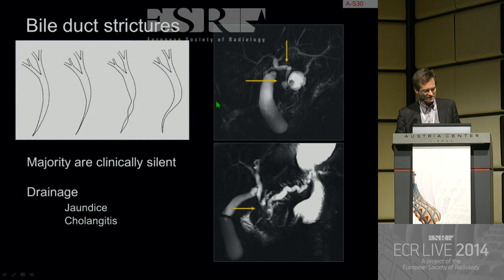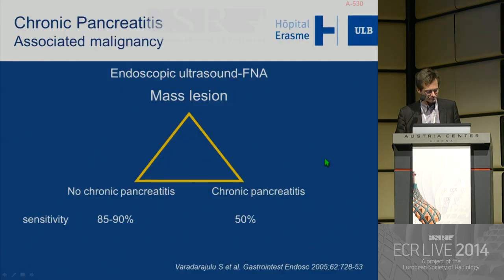Bile duct strictures, as I mentioned, are quite often observed, but indeed for the clinicians, the majority of them are clinically silent, so they don't take care of that. If the patient presents with cholangitis or with jaundice, of course, you have to address this question, and in the majority of those patients, they will be sent for endoscopic drainage.